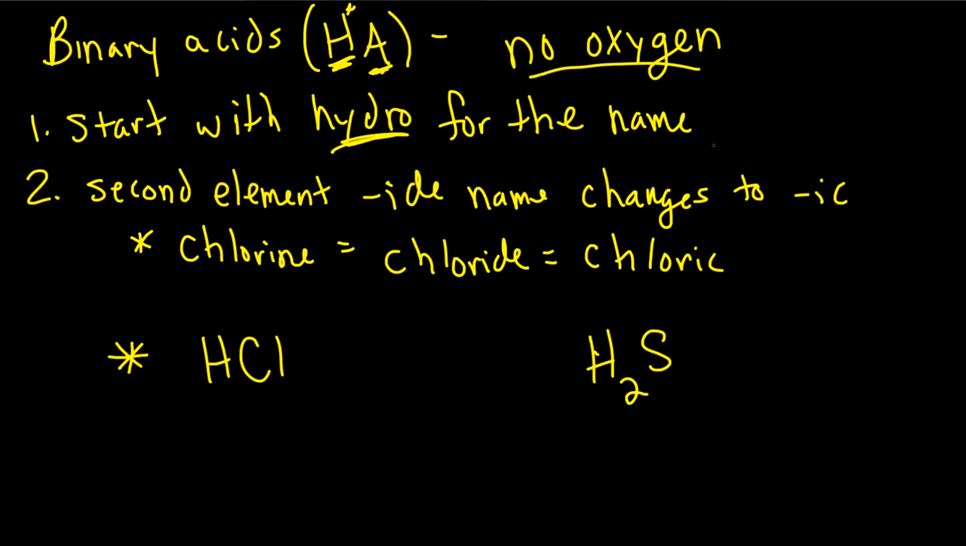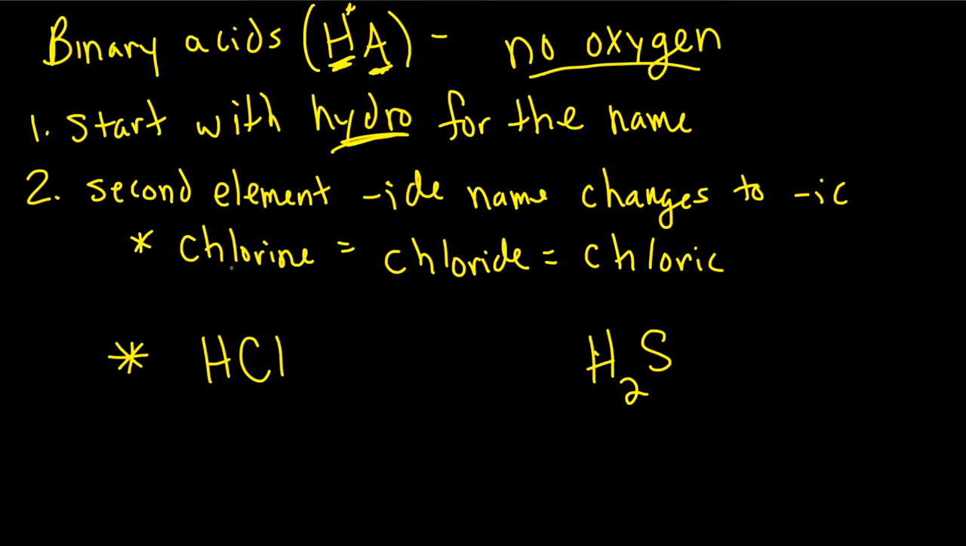To name a binary acid, follow some very simple rules. First one being, start with hydro for the name. So this hydrogen, we're not going to put hydrogen, we're just going to put hydro. That hydro means no oxygen and also tells us that it's an acid. You see a hydrogen in the front followed by an individual element, name hydro first. The second element, that anion, you're going to take the IDE version of its name and change it to IC. There will be a few exceptions to that, like sulfur.